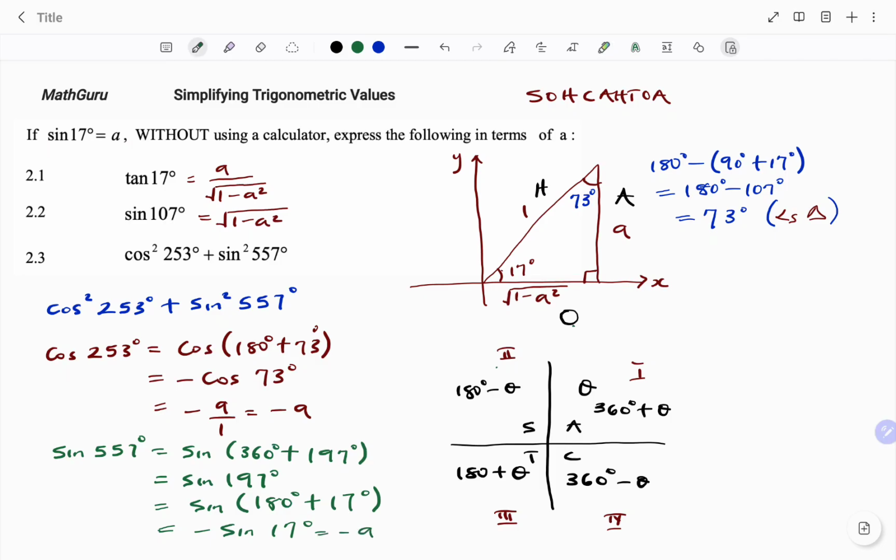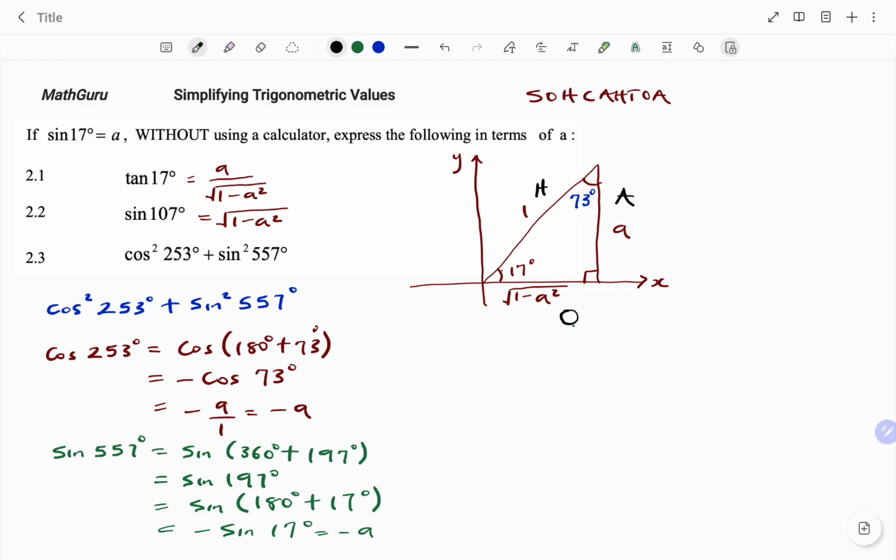With this information, I can solve the question that says cos squared of 253 degrees plus sine squared of 557 degrees. That resolves to minus A all squared plus minus A all squared, which is equal to A squared plus A squared, and my final answer will be 2A squared.